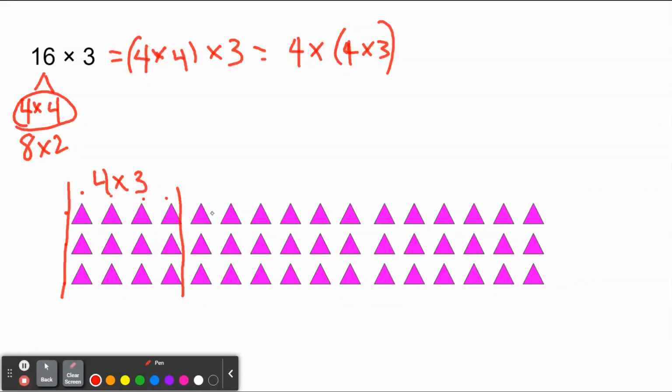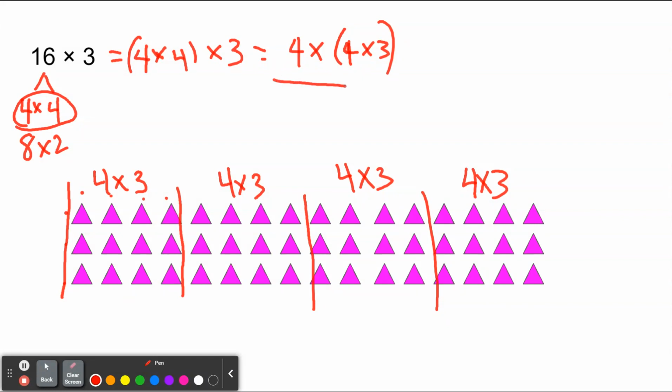Now, I can do this one. There's another group of 4 times 3. Here's another group of 4 times 3. And here's another group of 4 times 3. So we have 4 groups of 4 times 3, which we can see right here in our multiplication sentence, 4 groups of 4 times 3.